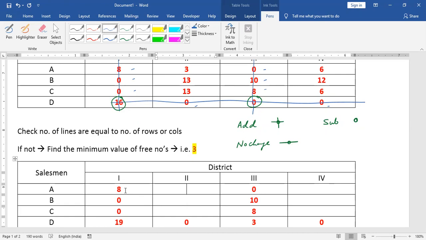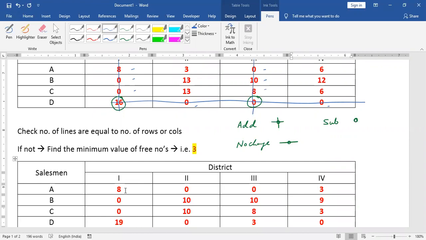So we will subtract the minimum value, that is 3, from these numbers. So 3 minus 3 is 0, 13 minus 3 is 10, 10, 6 minus 3 is 3, 12 minus 3 is 9, 6 minus 3 is 3.